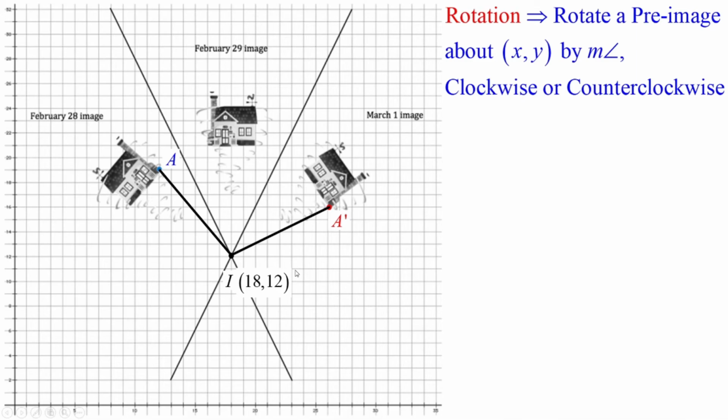So it looks to me like... what is the measure of angle A I A prime? Well, I actually got a protractor out and measured this angle right here, and I got 113 degrees. And then AI would have to be congruent to IA prime.